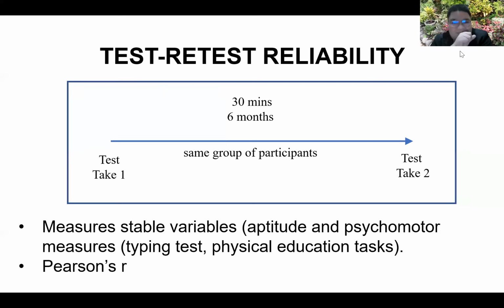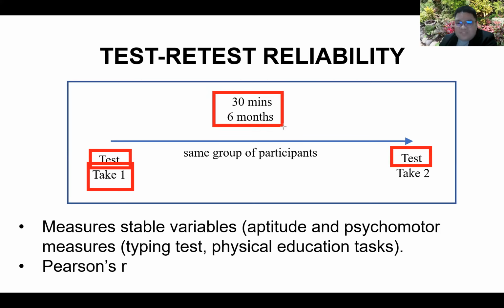Now, look at your test-retest reliability. Class, halimbawa, no? The same test lang yung pinag-uusapan natin dito. Okay? The same test. The same test lang yung kukunin ng student. Pero magti-take one siya pagkatapos, after 30 minutes or even up to 6 months, you will give again the same type of test, take 2.